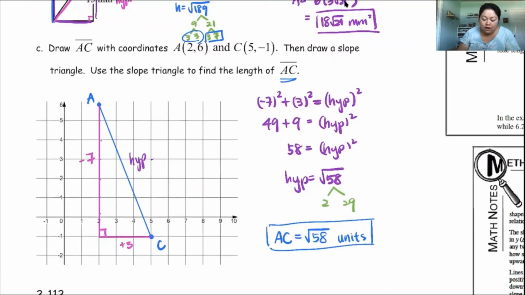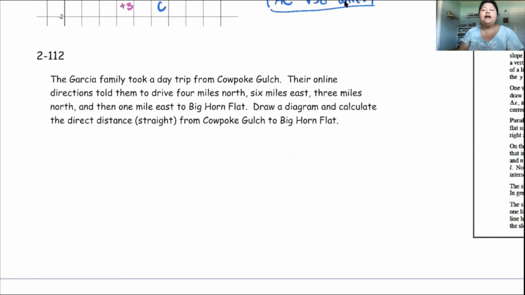Okay. All right. Last problem's kind of fun. The Garcia family took a day trip from Cowpoke Gulch. Their online directions told them to drive 4 miles north, 6 miles east, 3 miles north, and 1 mile east to Big Horn Flat. Draw a diagram and calculate the direct distance straight from Cowpoke Gulch to Big Horn Flat. Oh man, this is such a tongue twister.